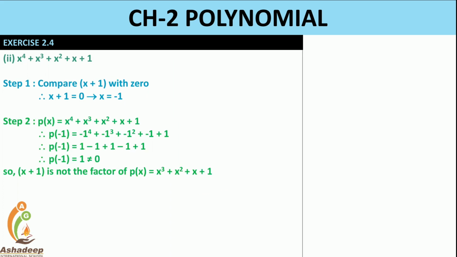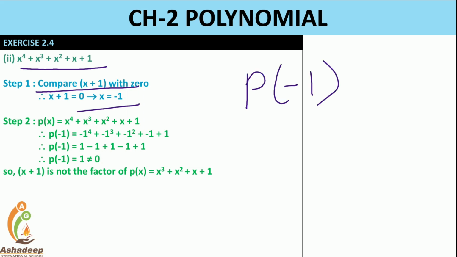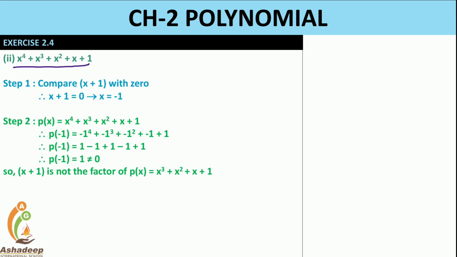Now see another sum, x to the power 4, x cube, x square plus x plus 1. Now the first step is the same: compare with 0, x is equal to minus 1. So we need to check p of minus 1. Wherever you find x, you need to put minus 1. So minus 1 power 4, minus 1 cube, minus 1 square, minus 1 and plus 1. Wherever you find an even power, minus becomes plus. So it is plus 1. If it is an odd power, it becomes minus. So minus 1. So plus 1, minus 1, plus 1, minus 1, plus 1.